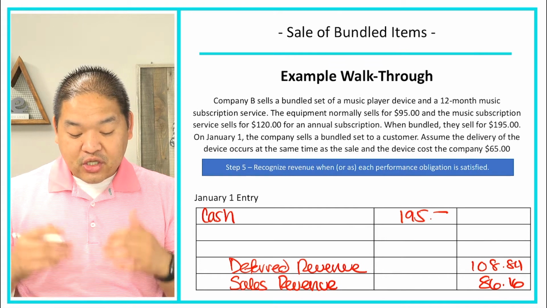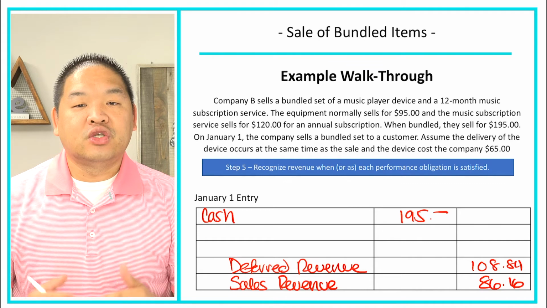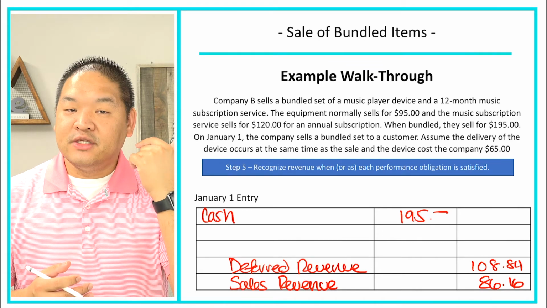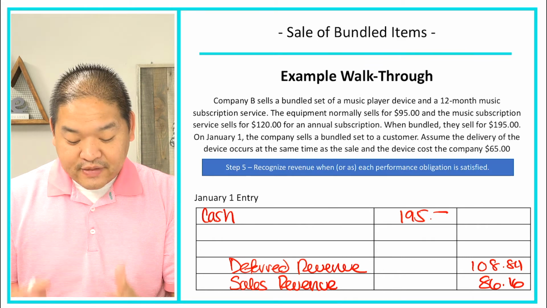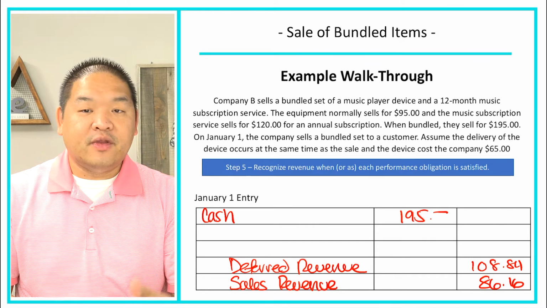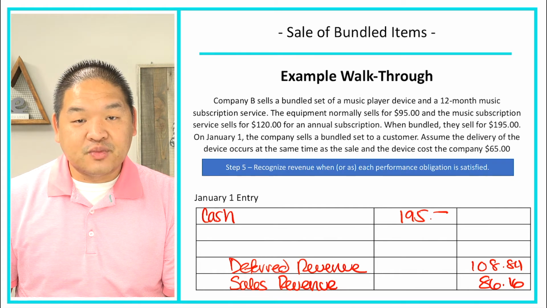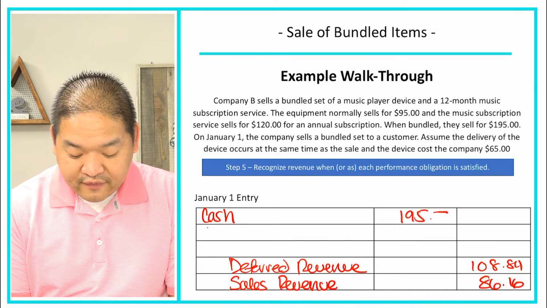And then the question is, what about the other two? Well, we did sell a device. So normally when we sell a device, we have one transaction for the sale and one transaction for the cost of goods sold. We've done the sale here because I have the sales revenue. We haven't done the cost of goods sold. We were given that information in this problem. The cost of goods sold would be a debit to cost of goods sold for $65.